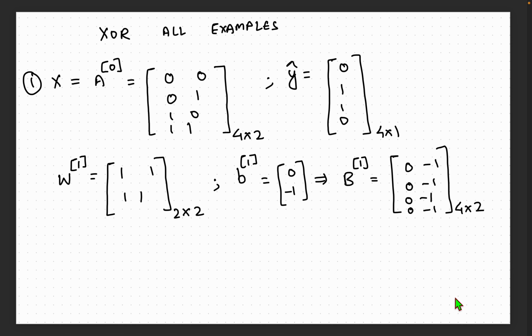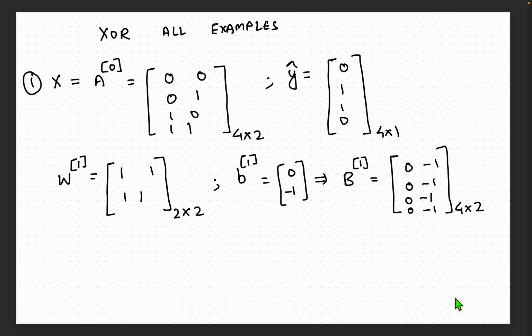Now, this weight matrix is of size 2 cross 2. Why? Because the first 2 comes from the number of nodes in the current layer, which is 2, and the second 2 comes from the number of features. The number of features in the XOR example is 2. And these are some weights that we know are working for the XOR example, right?